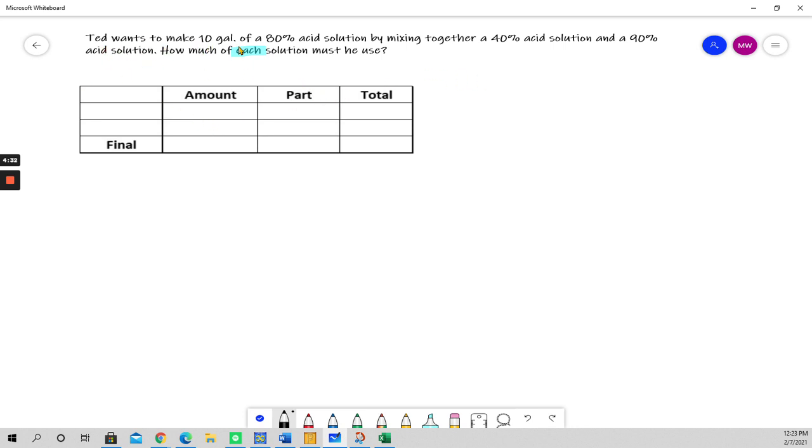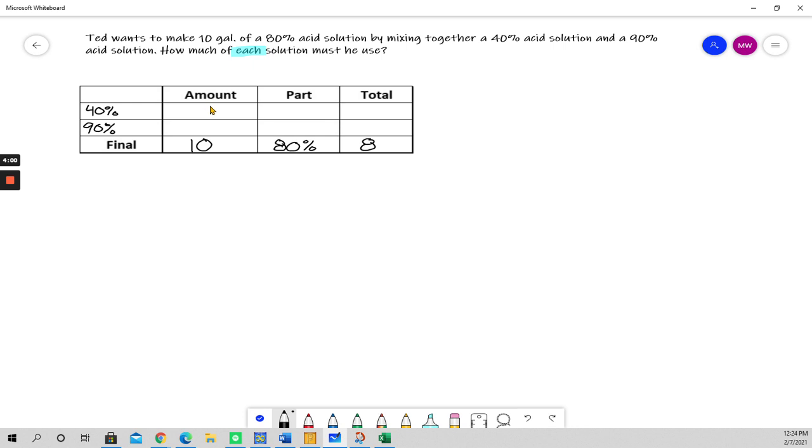Ted wants to make 10 gallons, so the final amount that he needs to have is 10, of an 80% acid solution, so 80%, which means the total amount of acid he needs is 8 gallons. 80% of 10 is 8. He's going to do that by mixing together a 40% acid solution, so say the 40%, and a 90%. And we're going to assign these different variables.